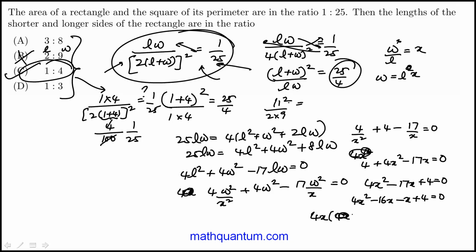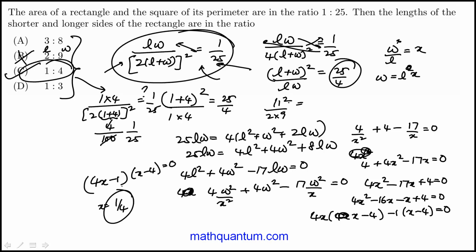So this would be x minus 4, and then you'll see if you factor this, you'll get 4x minus 1 and x minus 4. So x is 1/4, which is what we're looking for here. The other one is just the reciprocal, but it's about which one you want to call the longer, shorter side. But because they said shorter to longer sides, it's 1 to 4, and that's the answer choice C.